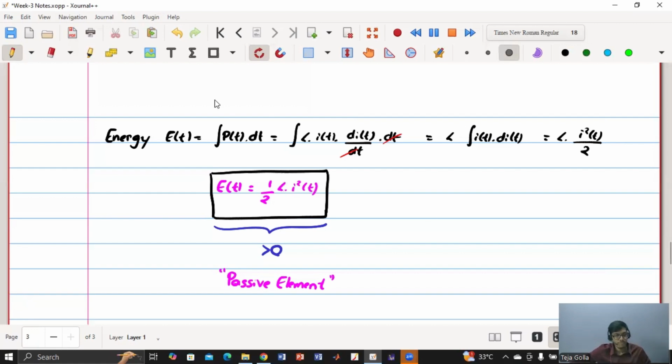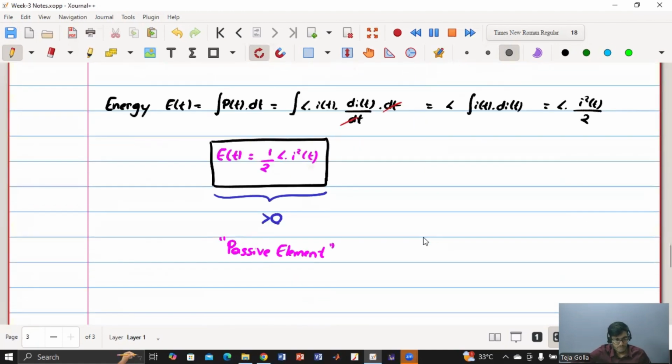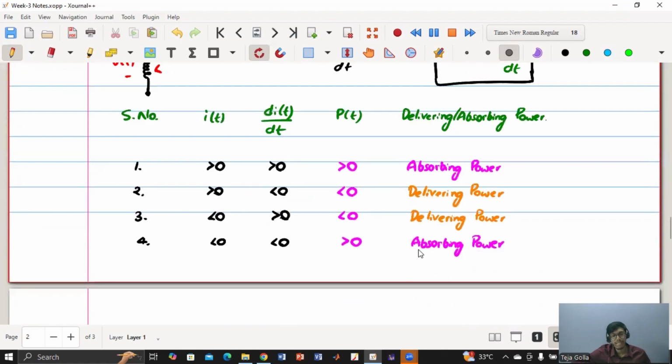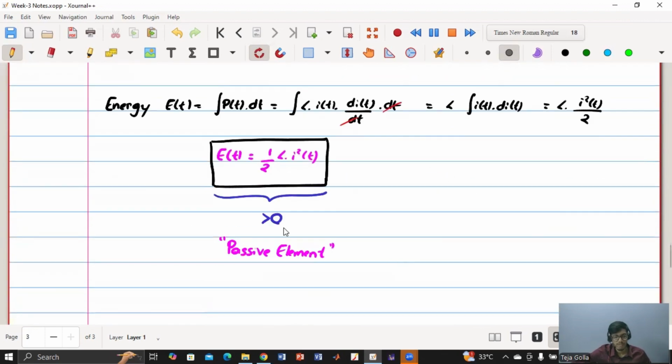So if you want to see, these elements are passive elements. For a moment, they can deliver power. But when will they deliver power? First, they have to absorb power. First, they have to charge up. So they will first take some power and only then they'll deliver power. But overall, they are passive elements, so they cannot deliver energy. They'll only take the energy. For some time, they will absorb power and then they can deliver power, but they cannot deliver energy. That's why they are passive elements.